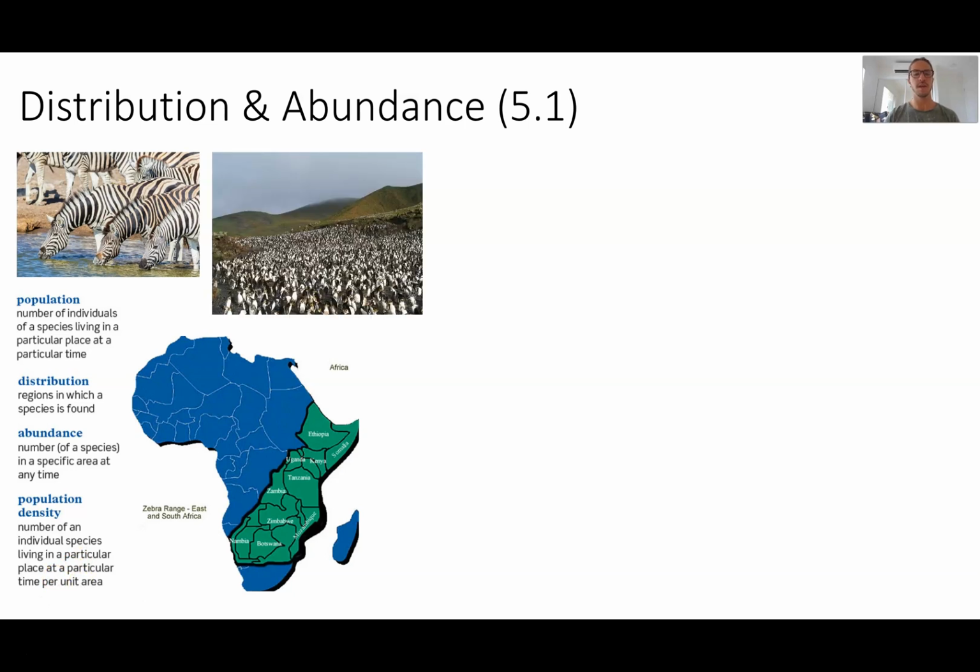So if we saw this image here, we can see, well, there's a lot of penguins living in this area, so they must have a high population density. And interestingly, in cold weather, they can fit up to 19 birds in 1 meter square when huddling.